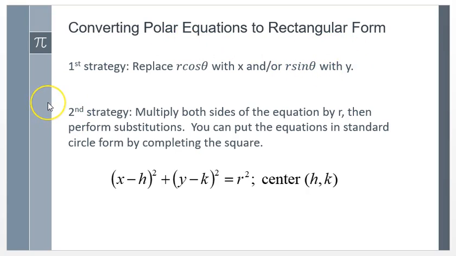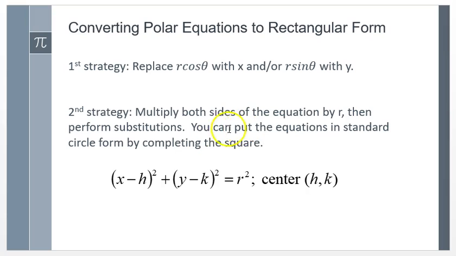The second strategy, which is also often pretty easy to set up, is that sometimes you might just want to multiply both sides of the equation by r. If you have r to the first power on one side of the equation, then multiplying it by another r would turn it into an r squared. And then that way you can perform the other substitutions we have, where r squared is equal to x squared plus y squared, for example.